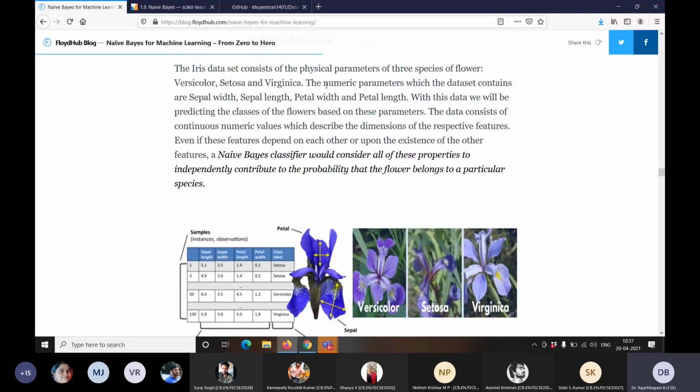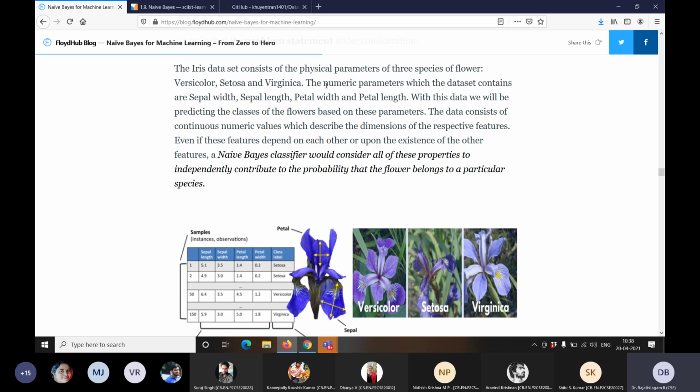You have got three different types of flowers. Their petal features are different. So the iris data set, the flower data set, consists of physical parameters of 3 species of flower: versicolor, setosa, and virginica. The features of this data set are the petal width, petal length, sepal width and sepal length, and the data consists of numerical values which describe the dimensions of the respective features.